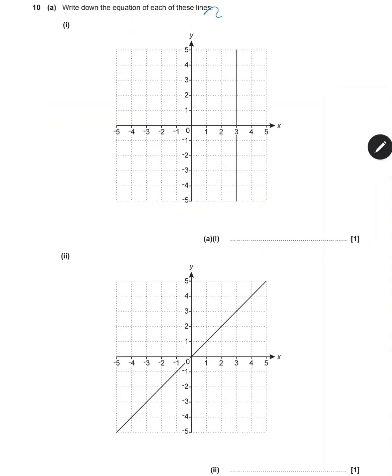Question 10, and we're looking for the equation of these straight line graphs. Well, this one here crosses the x-axis at 3. That is x equals 3, not y equals 3. A lot of people put y equals 3 because it goes up and down. It crosses the x-axis at 3. So x equals 3. This one just needs to be aware of, but you can check if you're not sure. Every point, x and y has the same value. So that is x equals y, or commonly more known as y equals x.